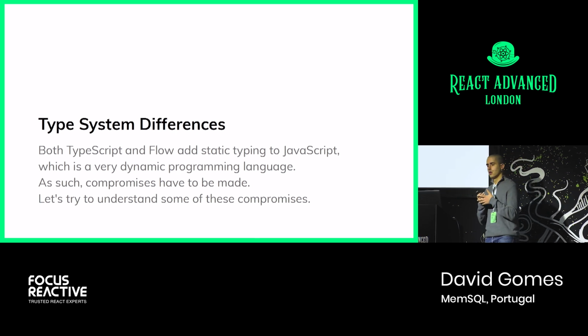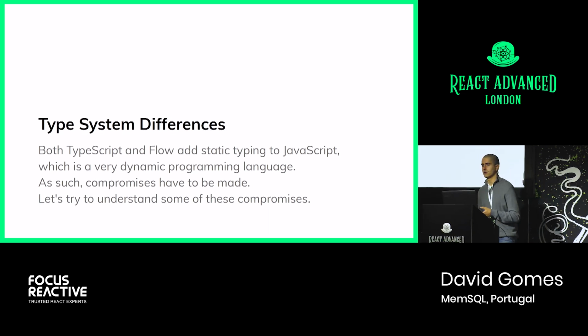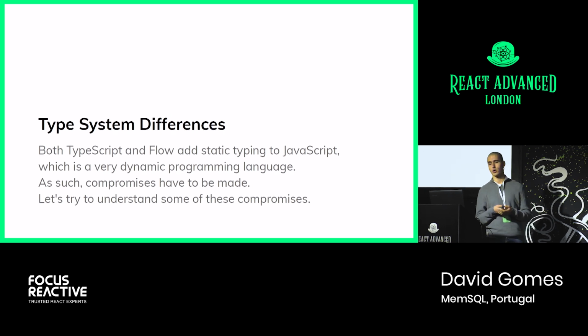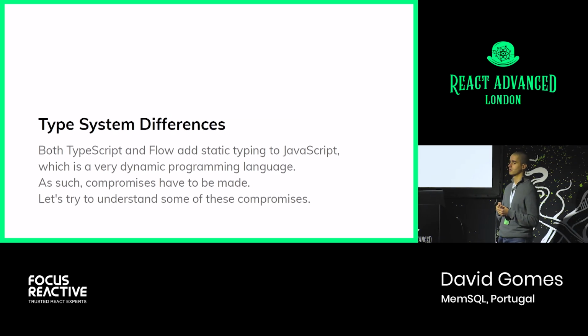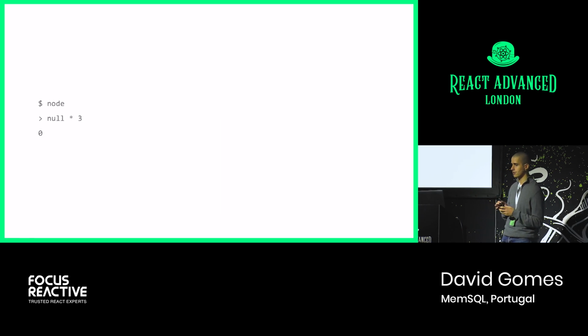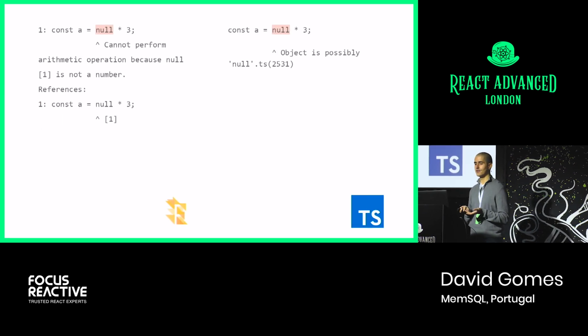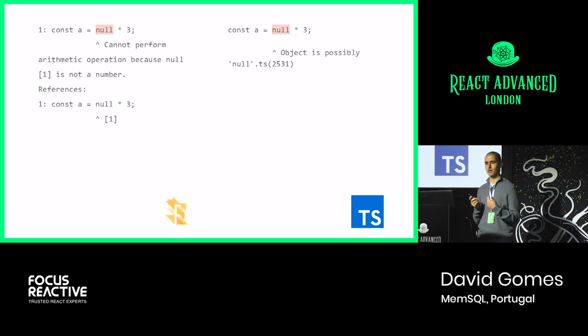So as I said at the start, JavaScript is an extremely dynamic language. And when you try to add a static type system on top of that, you have to make compromises. You have to make trade-offs around what you support and what you don't support, what is valid and what is not valid. And so let's try to understand some of these compromises. So let's start with this JavaScript example. In JavaScript, if you multiply null by 3, you get a 0, obviously. And neither Flow nor TypeScript accept this.